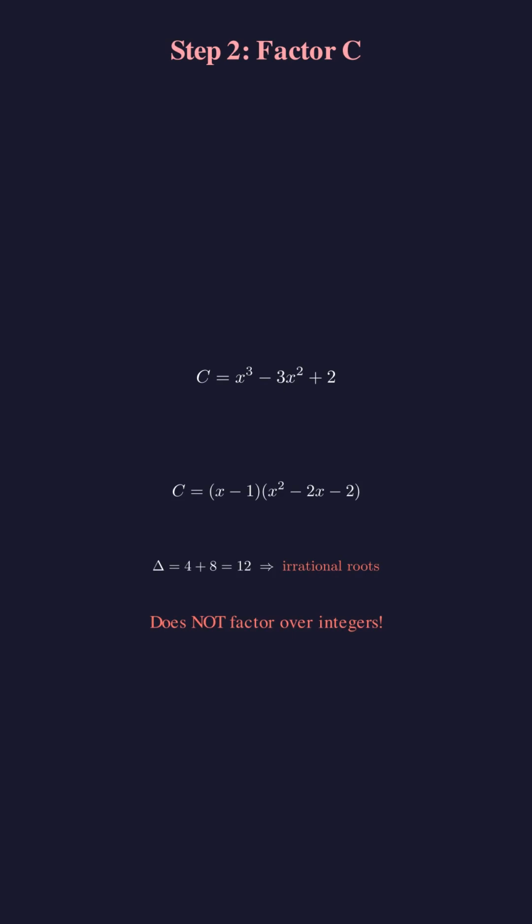Step 2. Factor C. x cubed minus 3x squared plus 2. Plug in x equals 1. That's 0. Factor out x minus 1, you get x squared minus 2x minus 2. That doesn't factor nicely. It's got irrational roots.